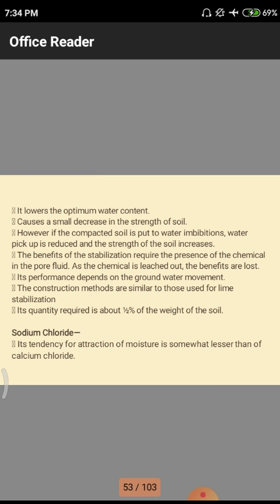Raw chemicals will not form a bond to the soil structure, so we have to use the chemicals in liquid state. Liquid will be easily dispersed into the soil particles, and bond formation also is very high. As the chemical is leached out, the benefits are lost.